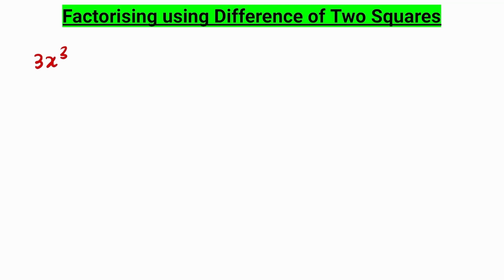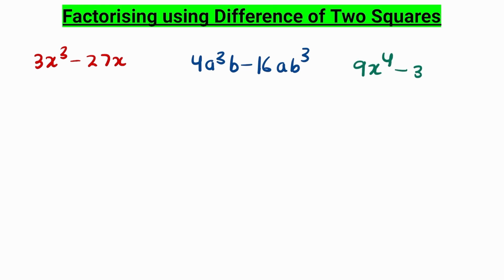3x to the power 3 minus 27x. Next one is 4a to the power 3b minus 16ab to the power 3. And the third example, 9x to the power 4 minus 36x squared y squared. Pause the video and try your best to solve these questions by thinking.